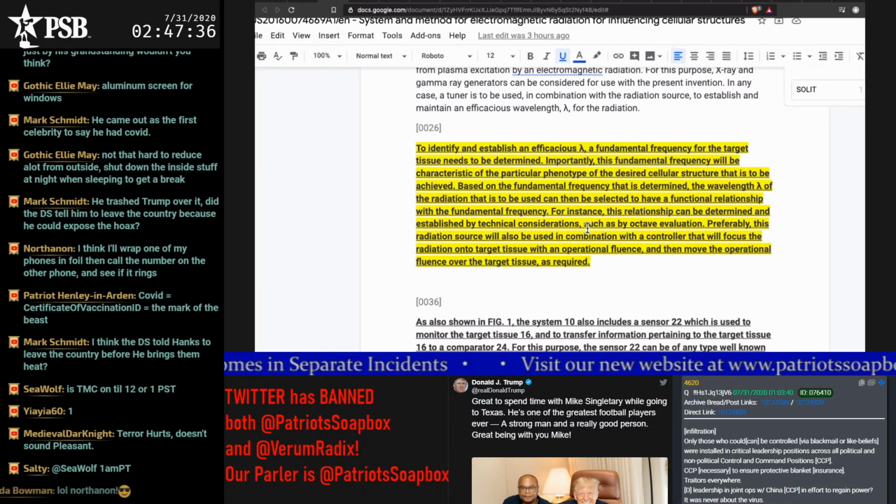Conversely, they can do the opposite. They can take healthy cells and make them sick. Same kind of a thing.